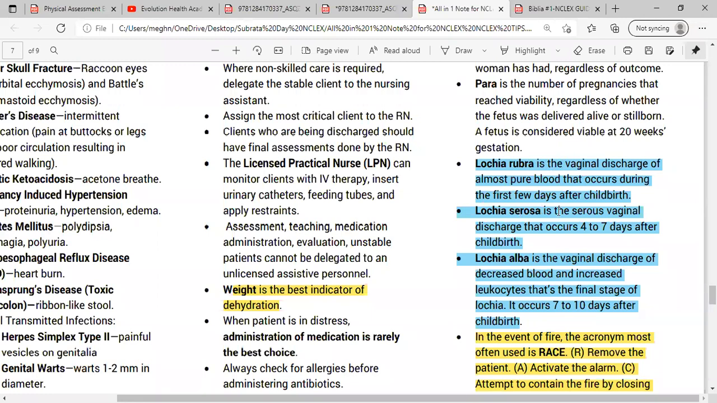Serosa is the serous vaginal discharge that occurs 4 to 7 days after delivery. Alba is a vaginal discharge with decreased blood and increased leukocytes, the final stage of lochia. It occurs 7 to 10 days after delivery, and some books say 1 to 3 weeks in postpartum care.